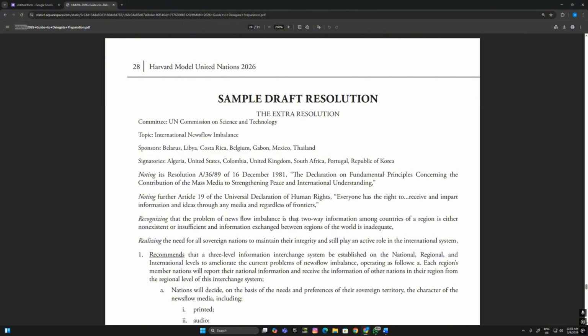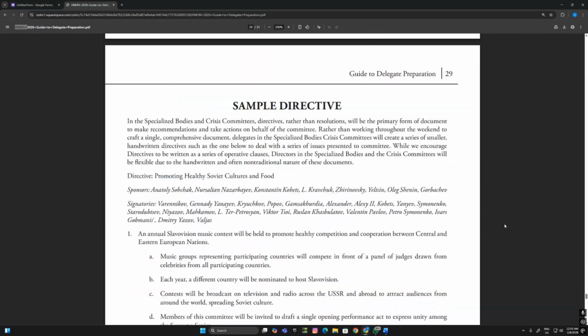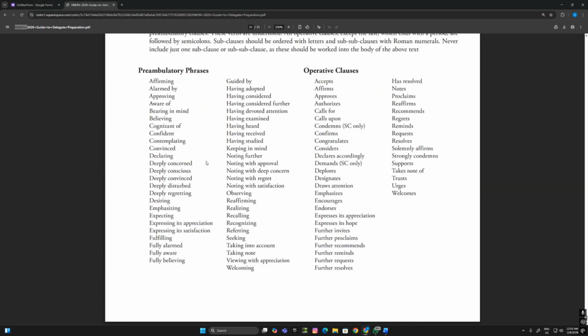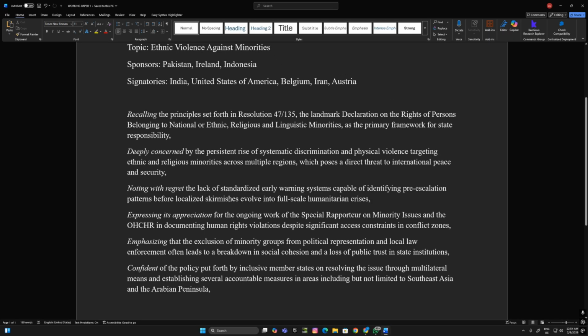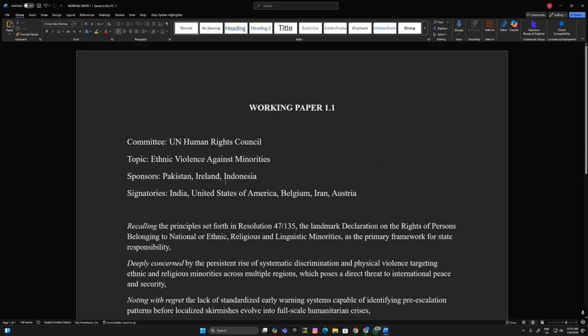Those are basically used to define problems within the status quo. I'll show you an example of preambulatory clauses as well. So these are preambulatory clauses. These are the agreed upon preambulatory clauses that are within the HPN guide, right? So you can use any of these when you're making your own working paper. Even for the working paper that I've made, I've tried to include all preambulatory clauses that were a part of the HarvardMUN guidelines, right?